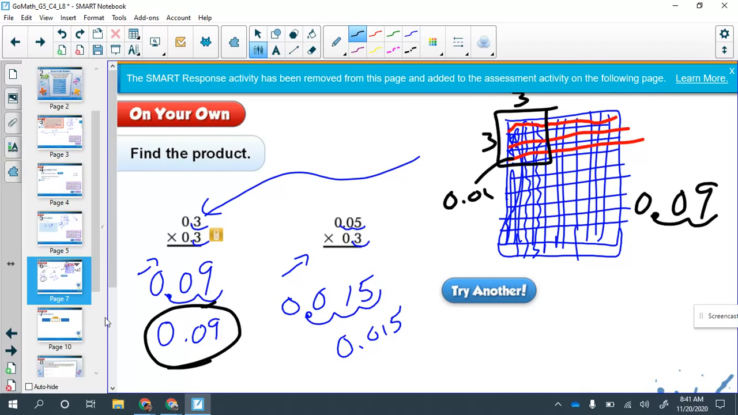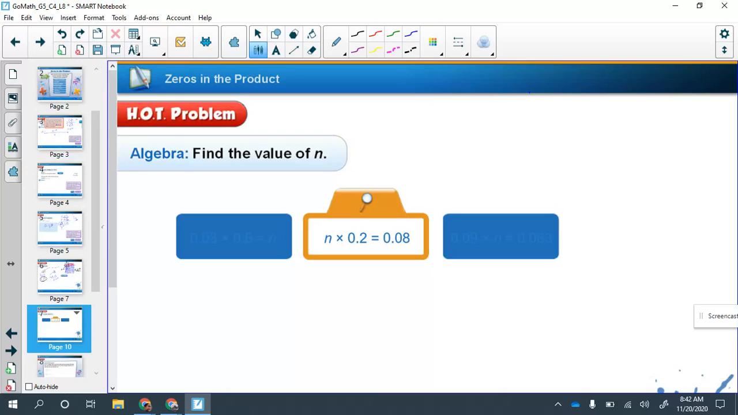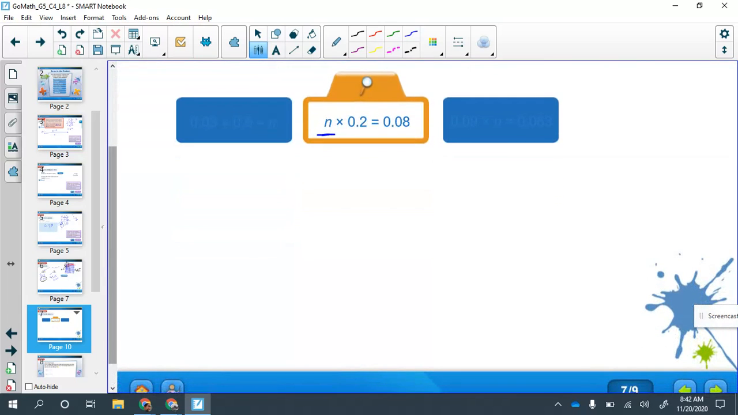All right, let's take a look at one more problem. And this problem is a basic algebra problem where we need to find the value of n, and n stands for number. So when I look at this problem, what I'm going to do is I'm going to think to myself, well, what times 2 equals 8, right? Because I have a 2 and I have an 8.